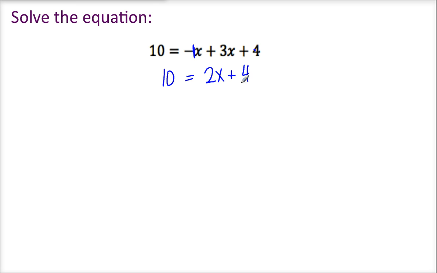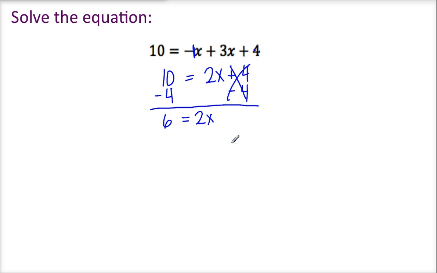So how do I get rid of a +4? What's the 0 pair that I can make with a +4? It would be a -4, because a +4 and a -4 combine to be 0. Now remember, think of it like a scale. Whatever I do on one side, I have to do on both sides. Keep it balanced. Okay, I have 10 minus 4, that's 6, and this is equal to 2x, and I have a +4 minus 4 right here, that's 0, so they just cancel out.